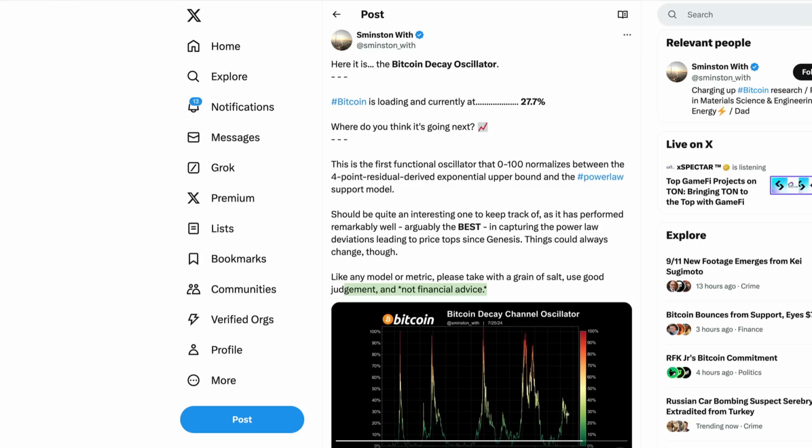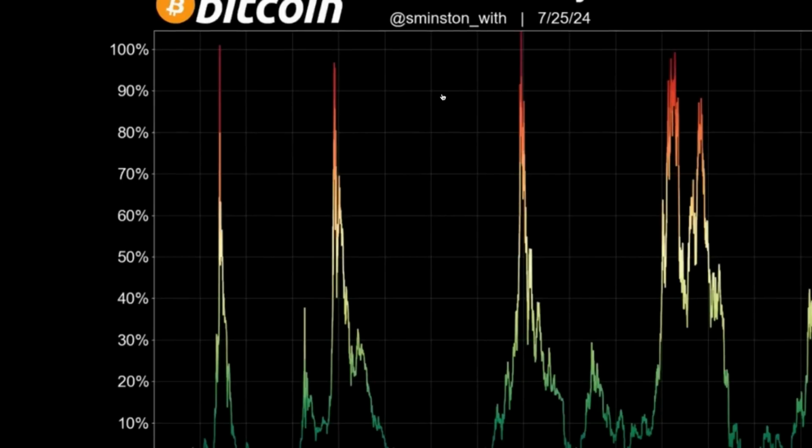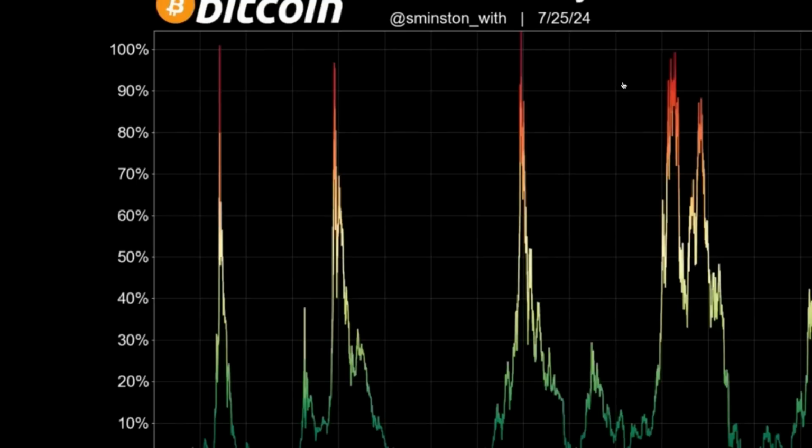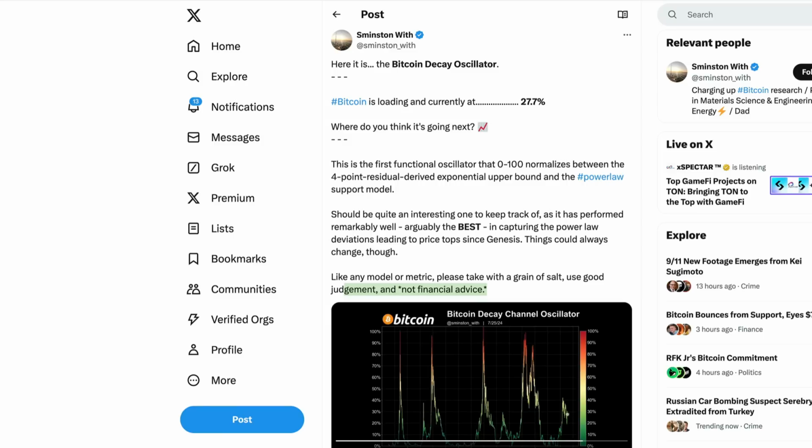So, when we look back at this Bitcoin decay channel oscillator, it paints a very clear picture of where we are today versus where we will be in the future, crossing our fingers, hoping that Bitcoin does perform in the same manner that it has performed in former bull runs. There are not too many reasons why I would suggest that it wouldn't.